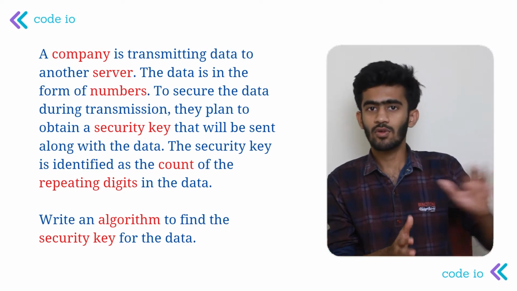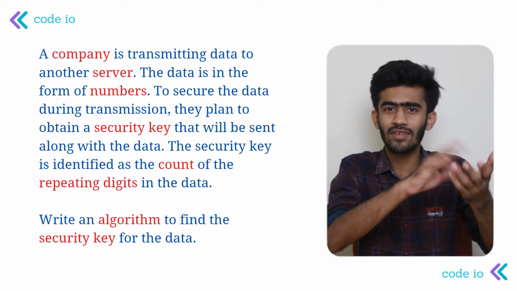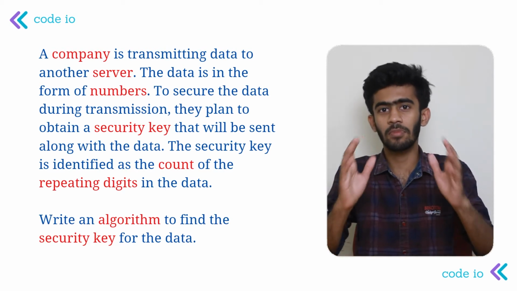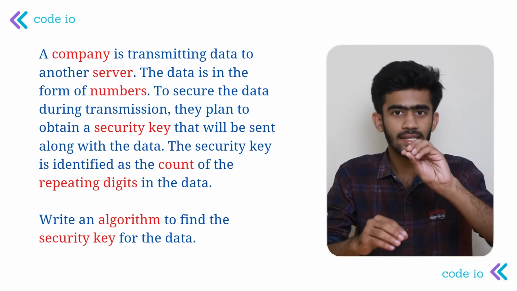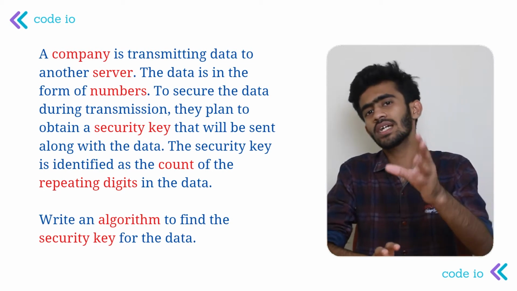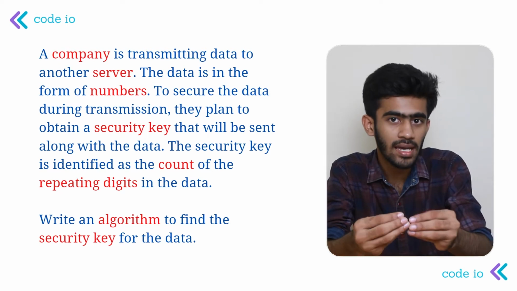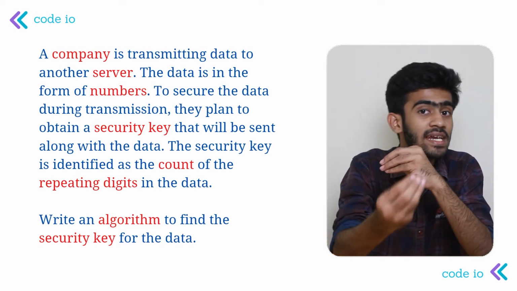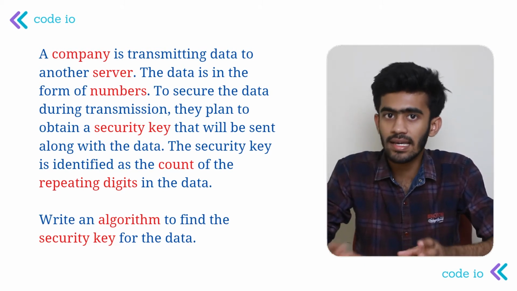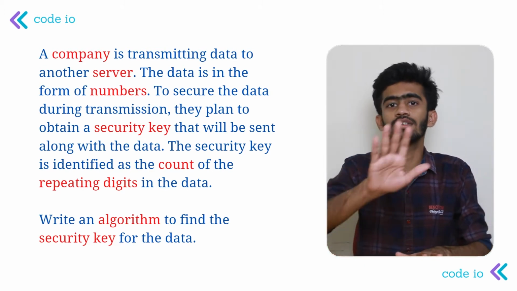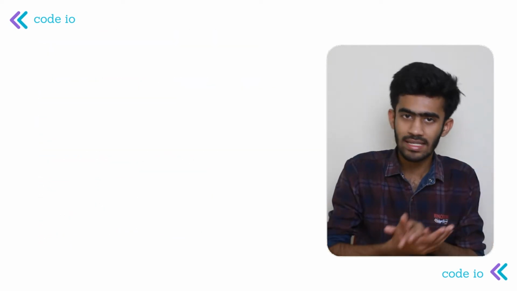So the question says that we are given a number. Let us skip the part of the backstory that we are transmitting data and just focus on what we have to do. We are given a number and we have to find the security key for this number. So what is the security key? How do we find the security key? We find the security key by counting the number of repeating digits in this number. So the number of repeating digits in the given number would give us the security key for the corresponding data or number.